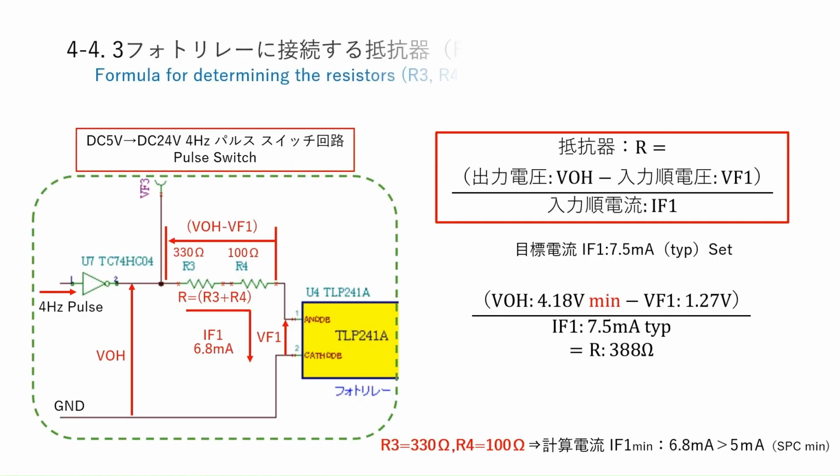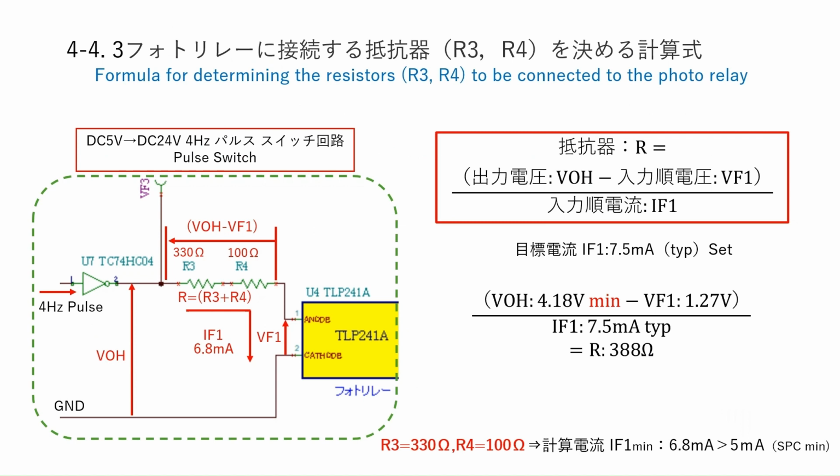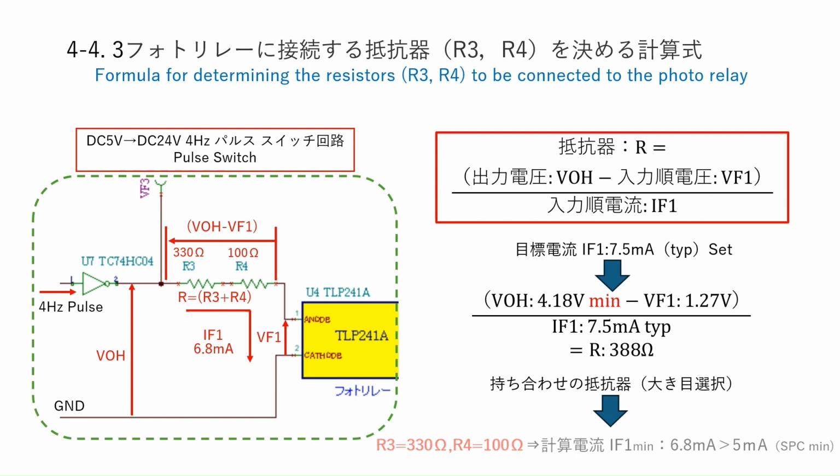4-4.3 formula for determining the resistors, R3, R4, to be connected to the photo relay. The calculation formula is outlined in red. The target current IF1 is 7.5 mA. Assign the minimum value of 4.18 volt to VOH. The resistor value is 388 ohm. I use my R3 330 ohm and R4 100 ohm resistors. The calculated IF1 minimum value was 6.8 mA, which is larger than the 5 mA minimum specification.